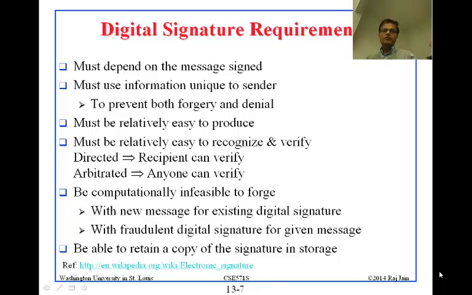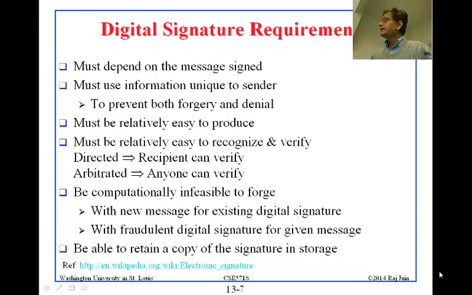From where we were last time, digital signatures. I may have finished this slide. I remember talking about the URL at the bottom, electronic signature.